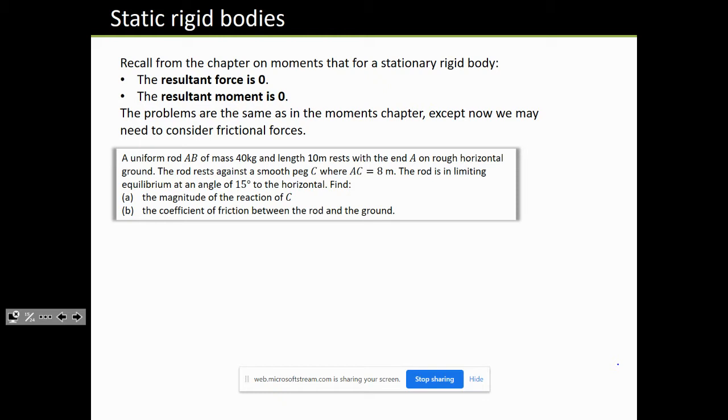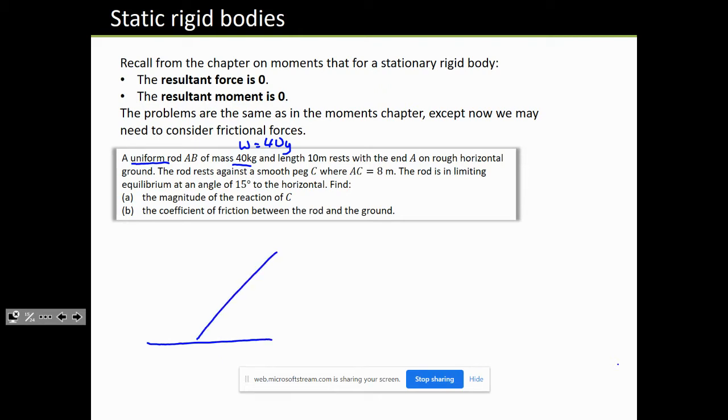So in this case, we have a uniform rod AB, mass 40 kilograms, length 10 meters. Uniform means the weight goes through the center of the rod. The mass is 40 kilograms, which means the weight is 40 g. The length is 10 meters, so the weight goes through 5 meters of this, with end A on rough horizontal ground.